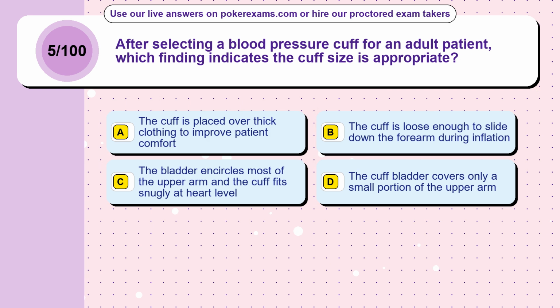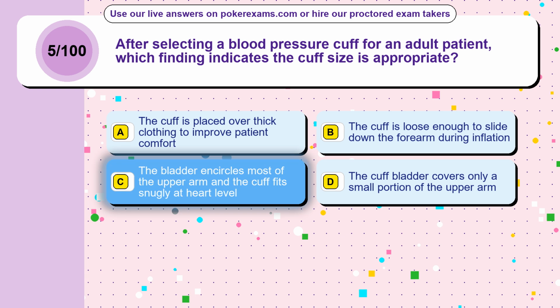Question 5. After selecting a blood pressure cuff for an adult patient, which finding indicates the cuff size is appropriate? Option A. The cuff is placed over thick clothing to improve patient comfort. Option B. The cuff is loose enough to slide down the forearm during inflation. Option C. The bladder encircles most of the upper arm and the cuff fits snugly at heart level. Option D. The cuff bladder covers only a small portion of the upper arm.